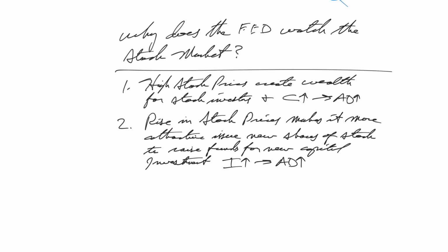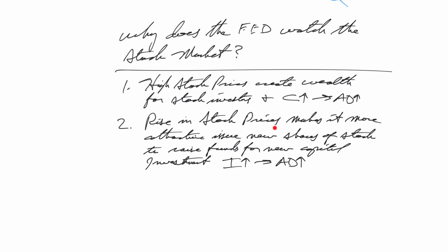Also, a rise in stock prices, well, let's go back. If stock prices are very low, let's say they've fallen, then consumption will go the other way, go down, and aggregate demand will go down. So the Federal Reserve will respond if stock prices are booming or if they're collapsing. They're going to get in the game there to try to stabilize things.